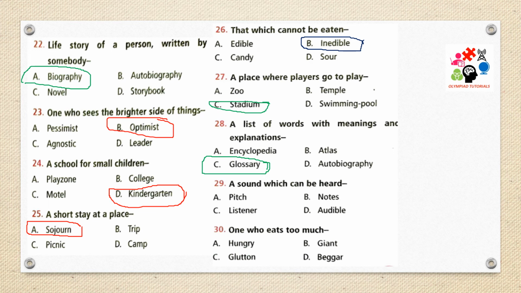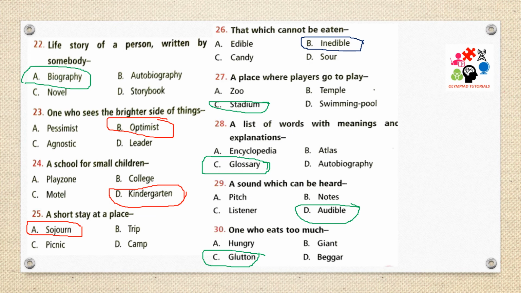Number 29, a sound which can be heard. Pitch, notes, listener, audible. So here your answer is going to be audible, which means can be heard. Next, number 31, who eats too much. Hungry, giant, glutton, beggar. Out of the four options, the answer is glutton, because a person who eats too much or in a very greedy manner is called glutton.